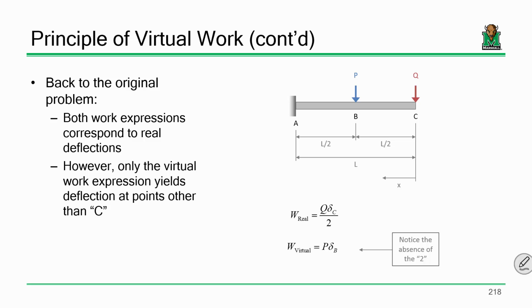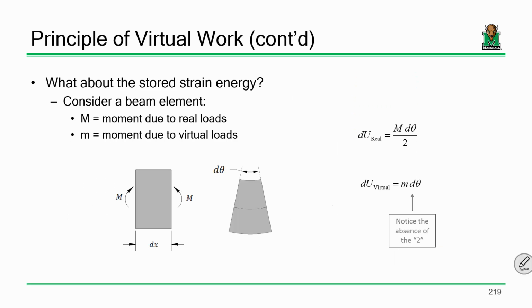Okay. Everybody good? All right. So this concept of that 2 going away kind of applies across the board. It's not just the external work done, it's the stored strain energy. If I was looking at stored energy inside the element, it would be M dθ over 2, but for virtual strain energy, it would just be M dθ. I use capital M versus little m to differentiate between real moments and virtual moments. Everybody okay with that notation? This is just for discussion purposes.